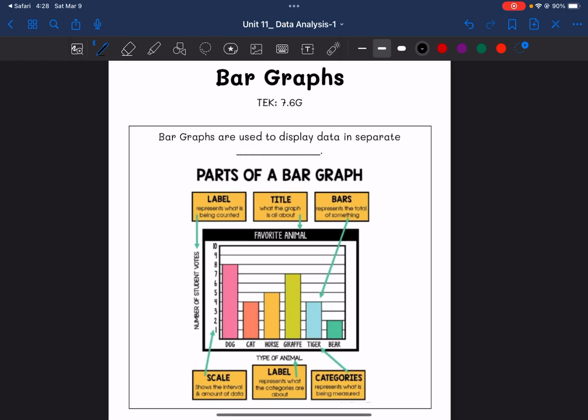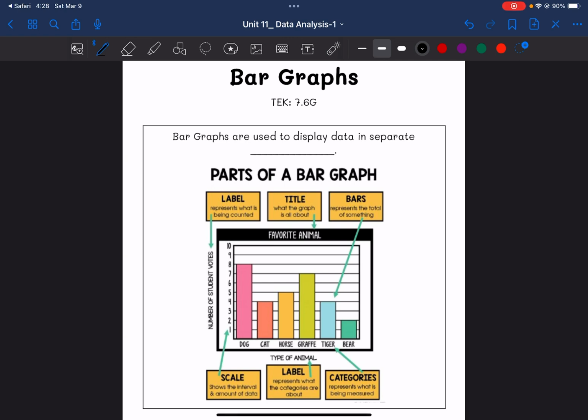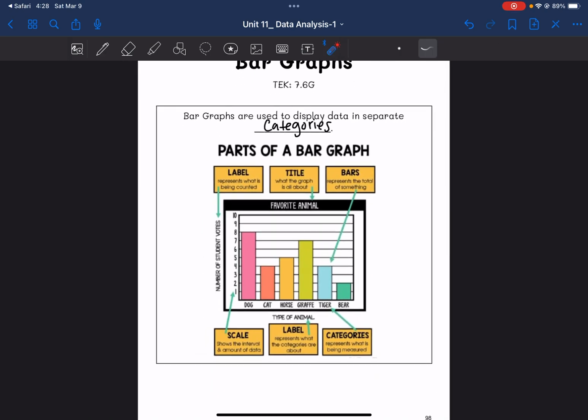Here we're going to talk about bar graphs. Bar graphs are used to display data in separate categories. Let's talk about each part of this. This is the label, which represents what is being counted. The scale is how we are counting the interval, like are we counting by twos, by ones, and so forth.